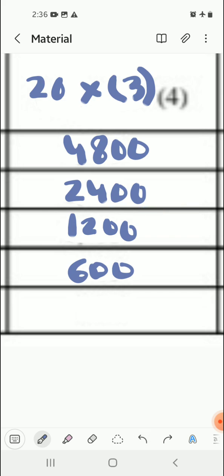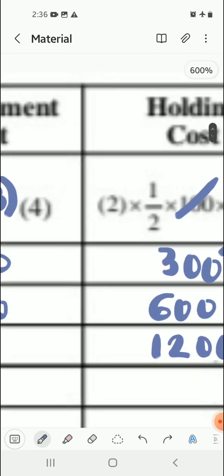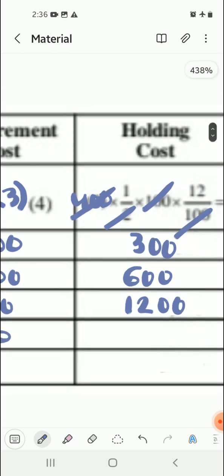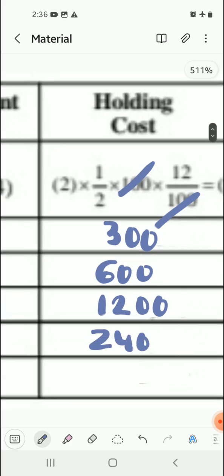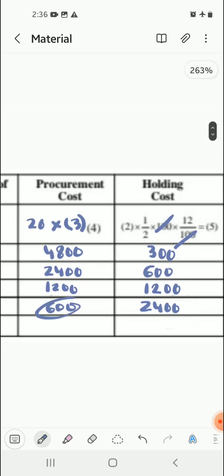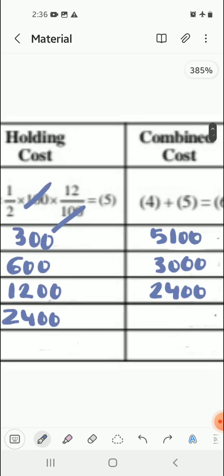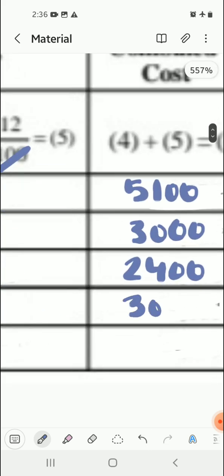This time our lot size is 400. So over here we have got 400. So 400 divided by 2, we get 200 into 12. So it's going to be 2400. Now add these, 600 plus 2400. See, again it has increased to 3000.